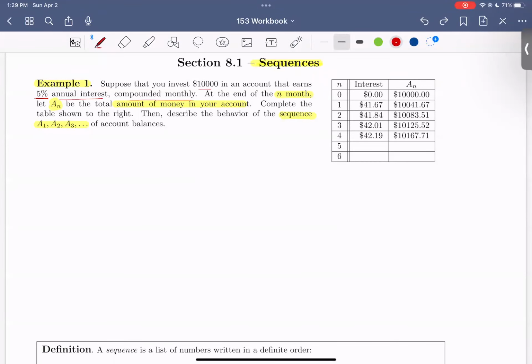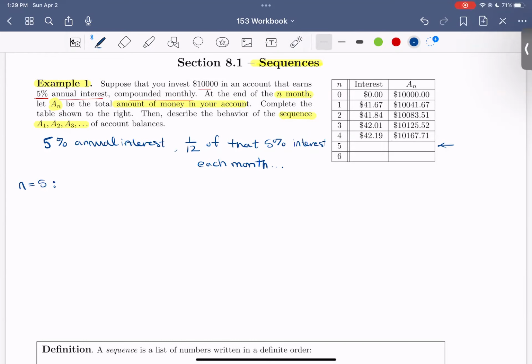All right, so a couple things to note here. We're told that we have this 5% annual interest. I'm going to write that out, 5% annual interest. But since we're compounding each month, we're going to earn 1/12 of that 5% interest each month. So if we want to fill in this next line of the table, we're looking at when n is equal to 5.